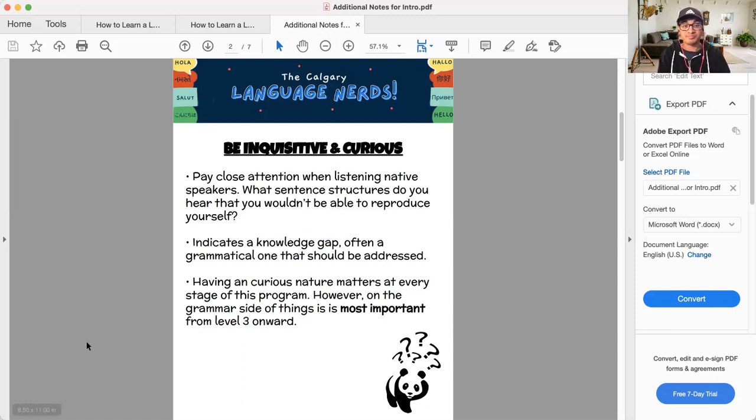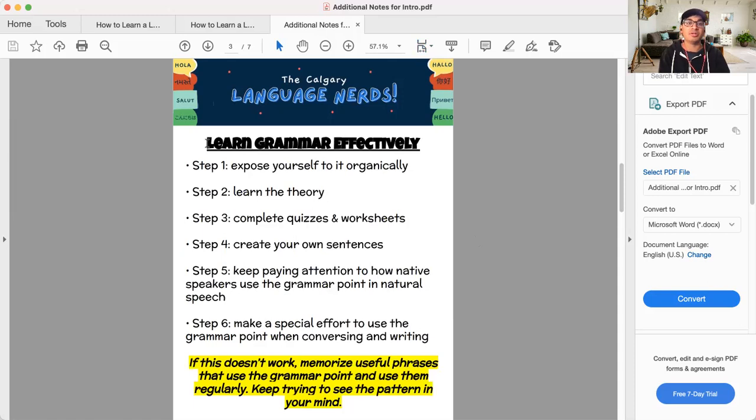So this is important. Now, this begs the question, how do you learn grammar? Or rather, how do you close that knowledge gap? What should you do? Well, let me tell you. You have to learn grammar effectively. Well, how do you learn grammar effectively, one may ask? I've outlined a 6-step process. Well, 6 plus 1, let's call it.